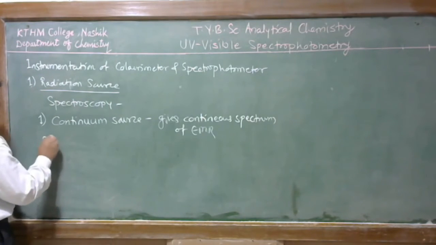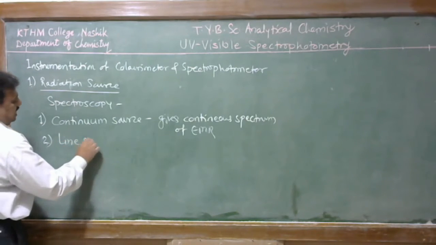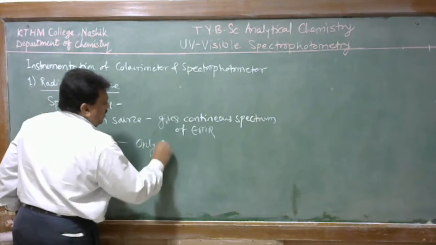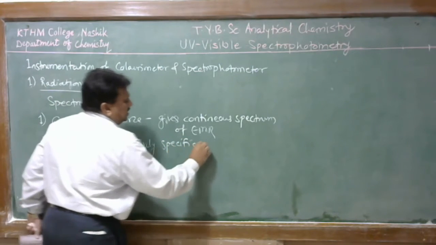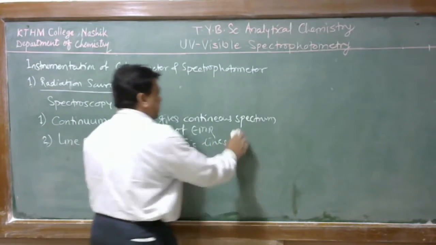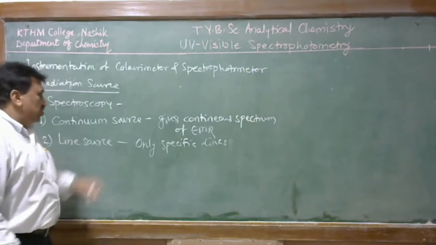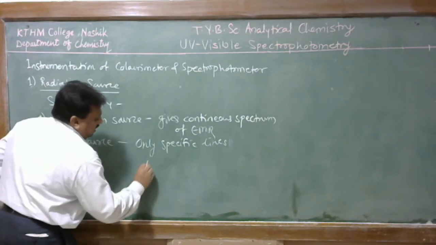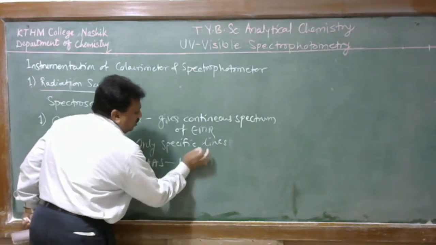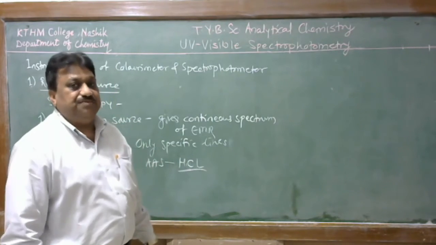The second type of source that is used in spectroscopy is called a line source. A line source gives only specific lines from the source, and this is called a line source. A line source is generally utilized in atomic absorption spectroscopy, and that is a hollow cathode lamp. A hollow cathode lamp is a line source used in atomic absorption spectroscopy.